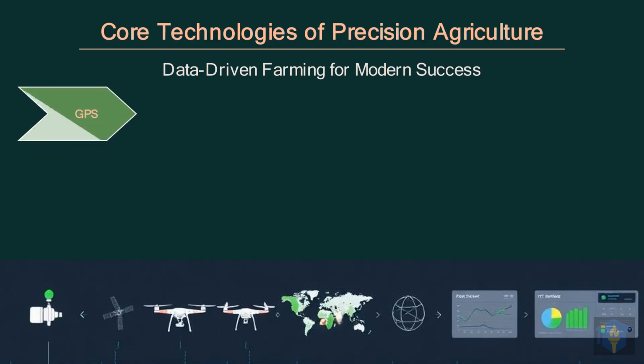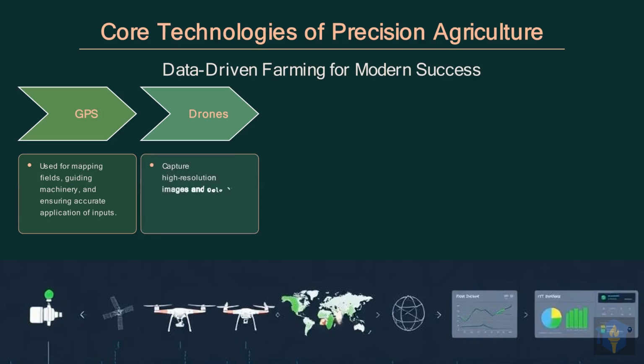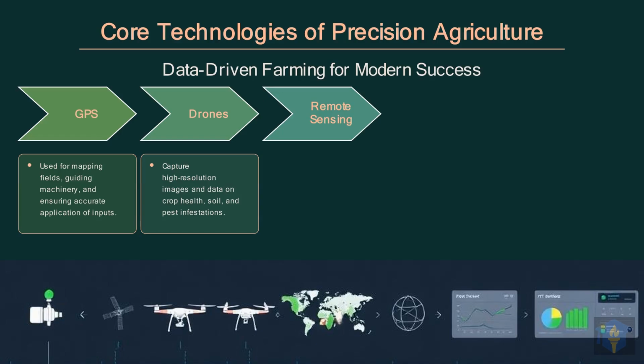First technology is GPS systems for precision farming. GPS is used for mapping fields and guiding machinery accurately. Drones represent another important technology for modern farmers. Drones capture high-resolution images of crop health and soil conditions. Remote sensing technology provides valuable agricultural data. This uses satellite imagery to monitor crop health in real time.